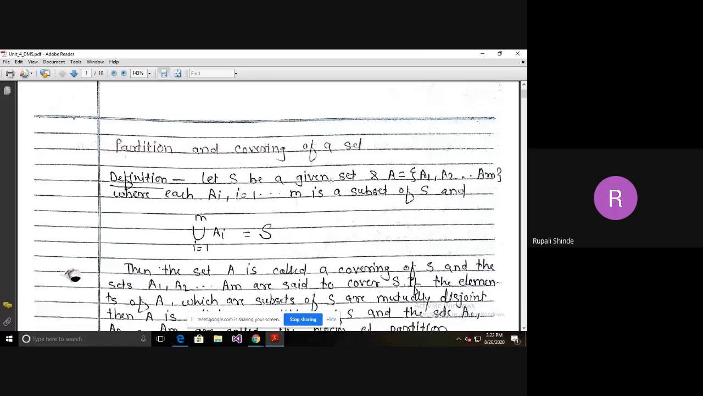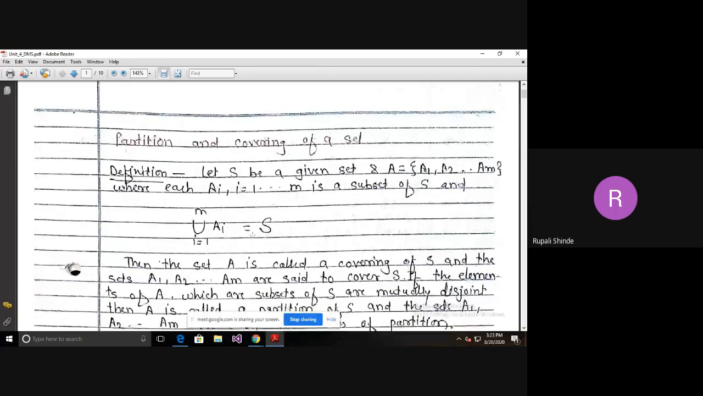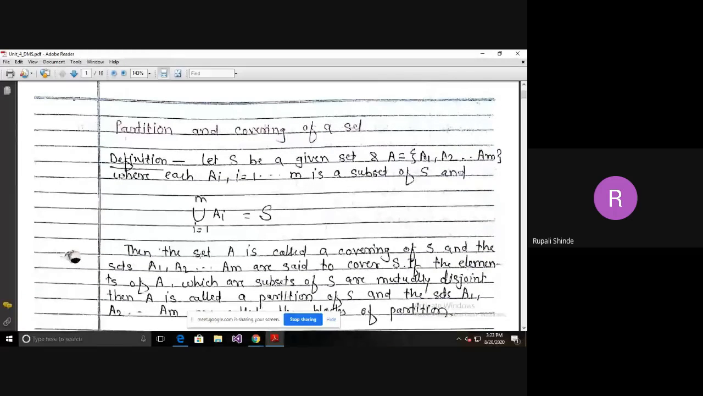Let S be a set and A is equal to a set which consists of elements A1, A2, up to Am, where each Ai, for i from 1 to m, is a subset of S. So the union of Ai for i from 1 to m is equal to set S. So here we can say that set S consists of elements A1, A2, Am. All these elements are included in set S, then set A is called a covering of S.